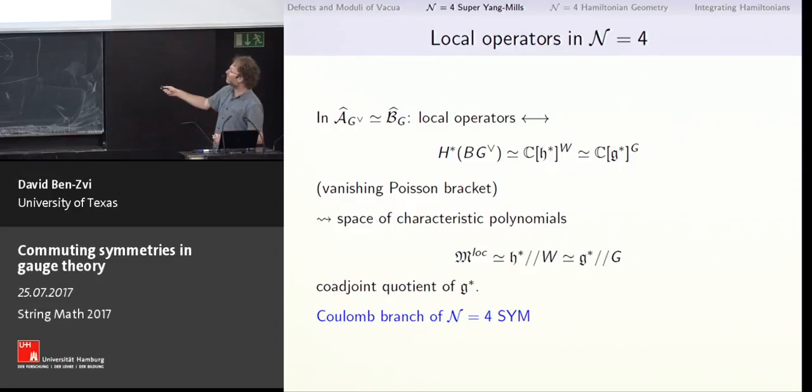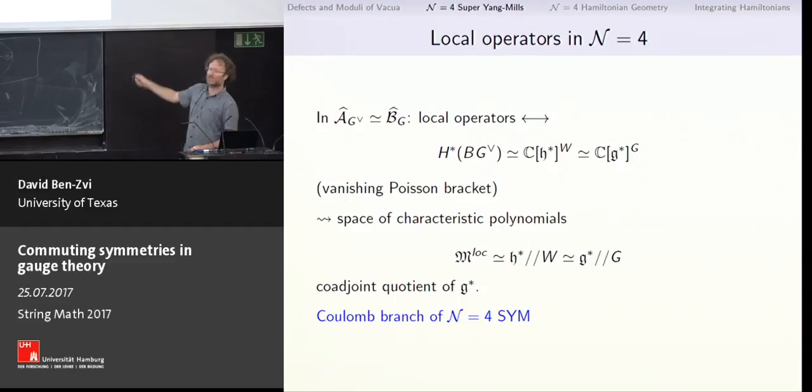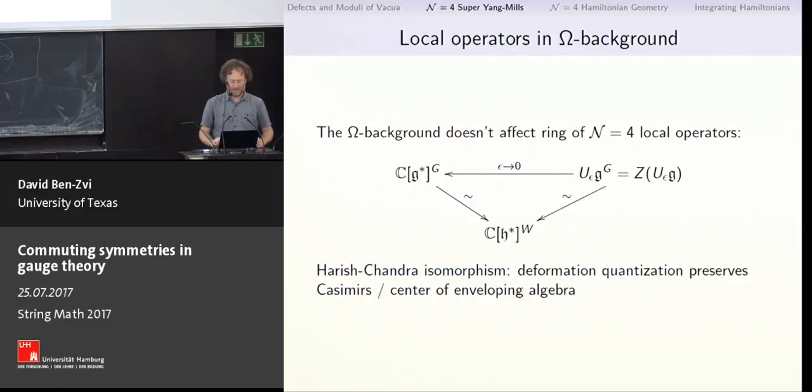Okay, so that's my space, but I'm going to think of it from the point of view of representation theory. I want to think of this as you take the Lie algebra dual, and you look at the affine quotient of it by the group G, the space where invariant polynomials live. Okay, so far so good. So that's my local operators moduli space.